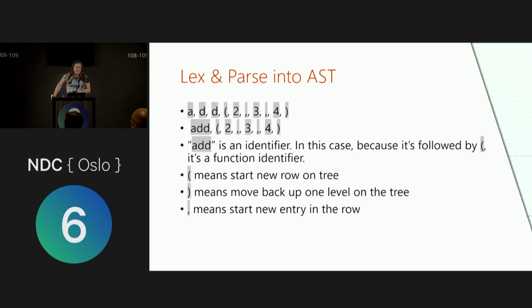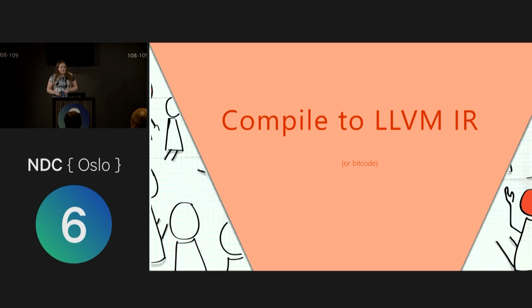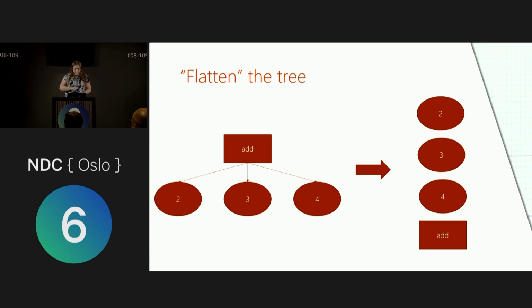So once you have this AST, it's just a tree in memory. The next thing to do is to compile it to LLVM IR, or the bytecode directly if you're using the APIs. So the first step is to flatten the tree.